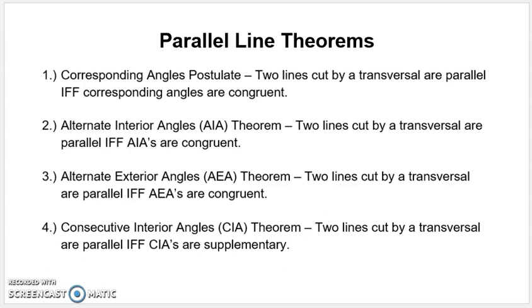Notice each of these is stated with an if and only if, and if and only if is important. If and only if means that if the lines cut by a transversal are parallel, for example, then I know that alternate exterior angles are congruent. But it also means that this goes in the other direction. If I know that alternate exterior angles are congruent, then I know that the lines are parallel.